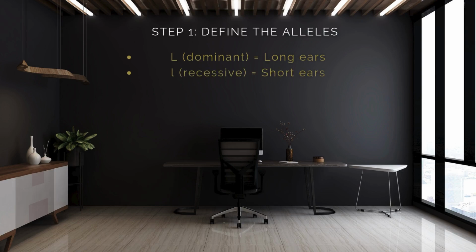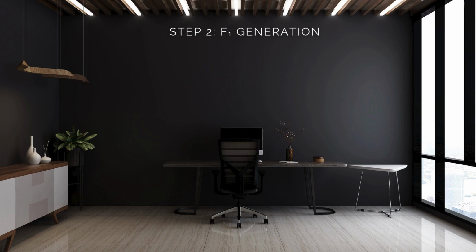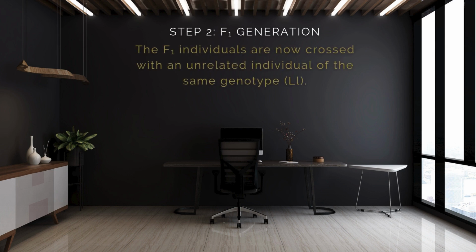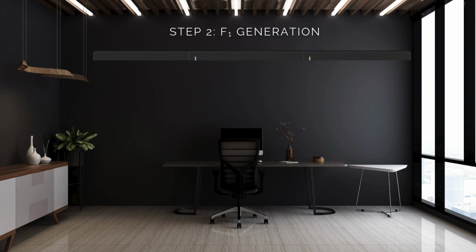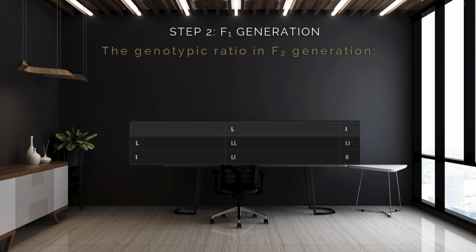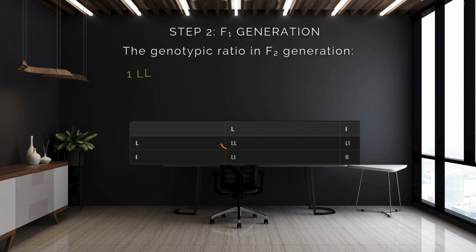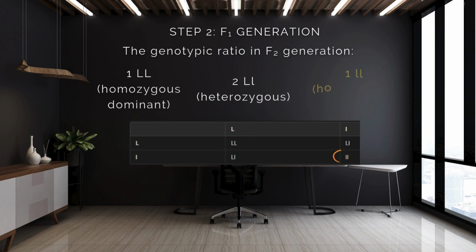Let's assume ear length is determined by a single gene with 2 alleles. Since both parents are homozygous, their genotypes must be these. The F1 individuals are now crossed with an unrelated individual of the same genotype. A typical monohybrid cross between 2 heterozygous individuals follows this Punnett square. Thus, we can say the genotypic ratio in F2 generation would be 1 homozygous dominant, 2 heterozygous, 1 homozygous recessive. Thus, 1:2:1 is the genotypic ratio.